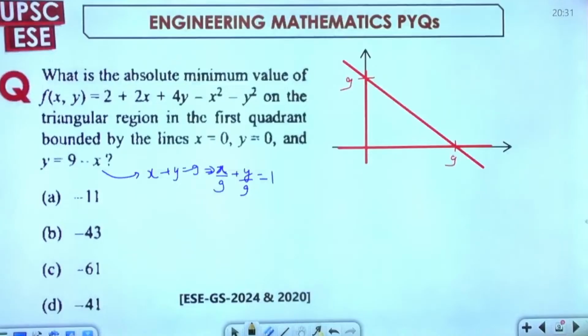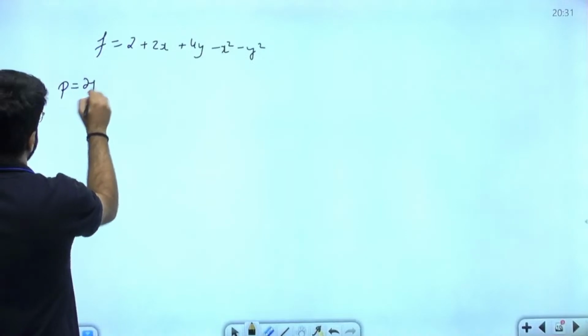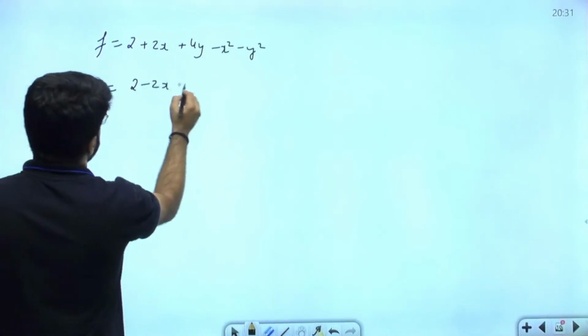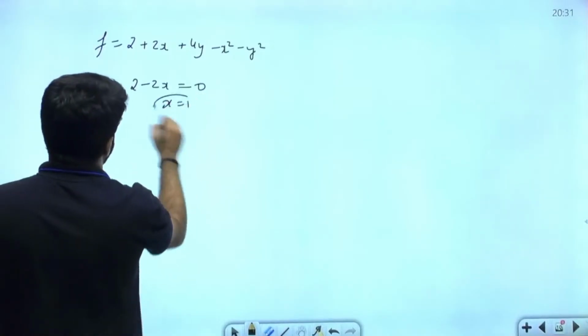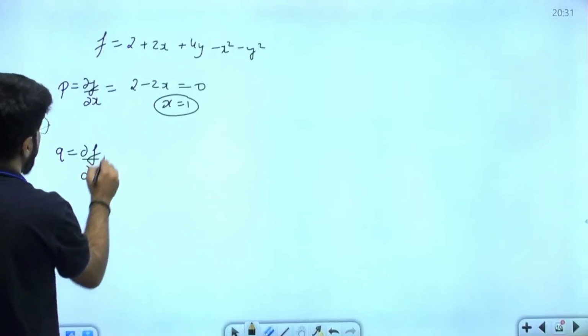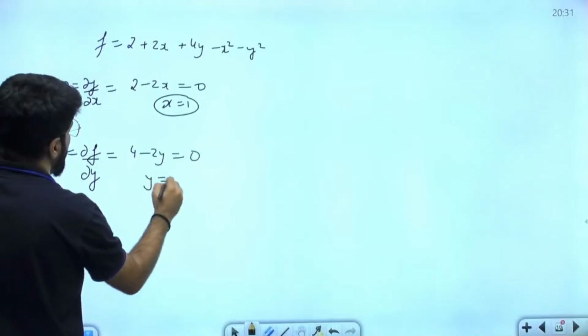Correct? Yeah. Now this is the f given to you. We'll start with the rule: del f by del x. Del f by del x will be 2 minus 2x, equal to 0. So that means x will be 1. Then del f by del y is equal to 4 minus 2y. We put it equal to 0, so we get y equal to 2.